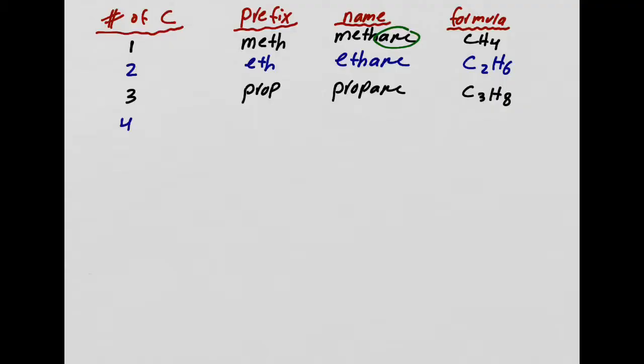Now, number 4. 4 is but, so the name would be butane. Again, they're all ane because they're alkanes, and they're all going to have nothing but single bonds. Okay? Now, after 4, it gets easier because it just becomes the Greek prefixes. 5 would be pent, like pentagon, 5 sides. So the name would be pentane.